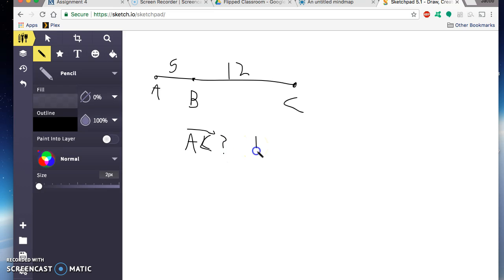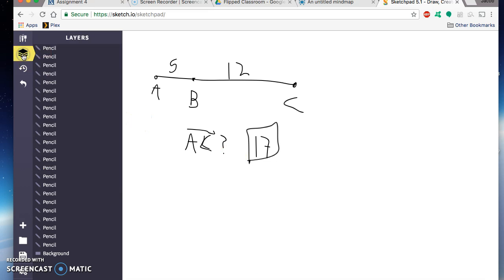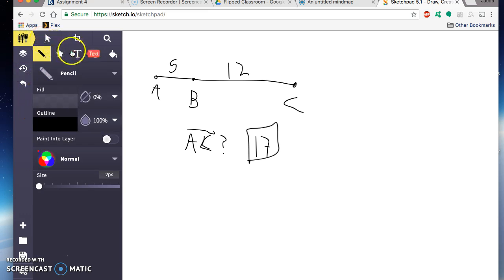I think most of you can understand that that's 17, because I know 5 plus 12 equals 17. And you're correct. That's kind of what we want to do today. We want to show that when you add the internal parts of the segment together, you'll get the whole segment. So let's look at another example, one that has to do with a little bit more algebra.